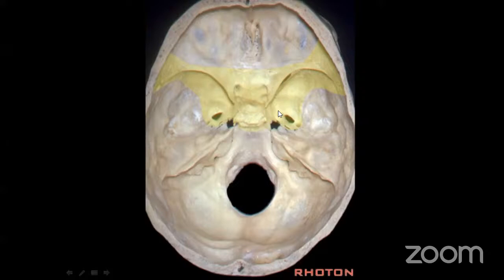The V2 portion goes via the foramen rotundum, which cannot be seen in this image, but we can see this oval-shaped foramen, which is the foramen ovale. This gives pathway for the mandibular division of the trigeminal nerve to exit, and we can see a small foramen over here. This is the foramen spinosum, and its significance is that it gives way for the middle meningeal artery to enter the skull cavity, and we can see this serration over here. It is for the anterior and posterior division of the middle meningeal artery.